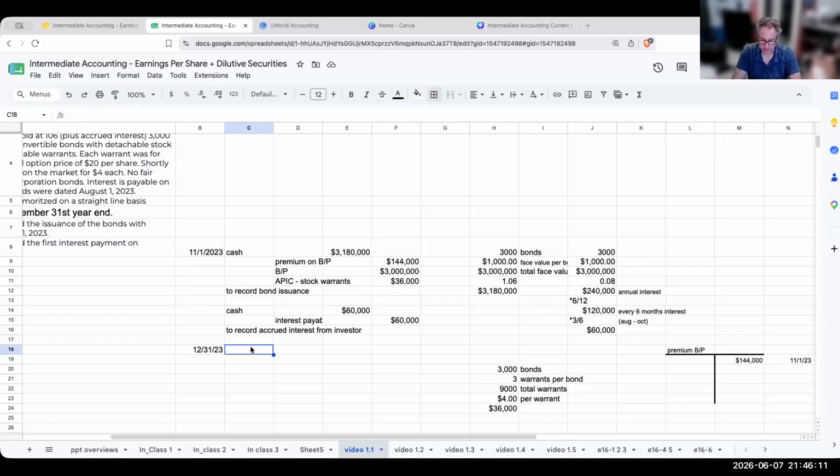So my journal entry is going to be a debit to interest expense. I'm going to have a debit to premium on bond payable. And I'm also going to have over here a credit to interest payable. Okay, so now when it comes to the interest expense, basically every 6 months it is 60 grand. Now here, this is going from November 1st to December 31st. So I want to multiply this here by 2/6.